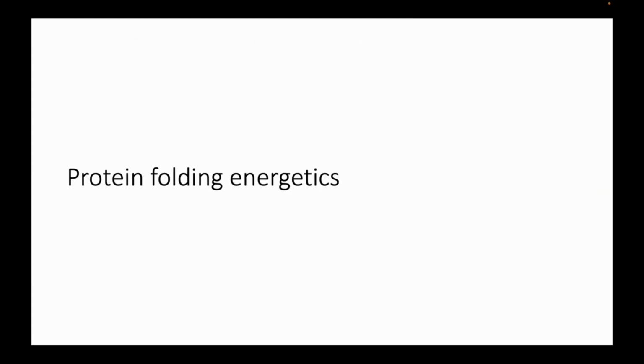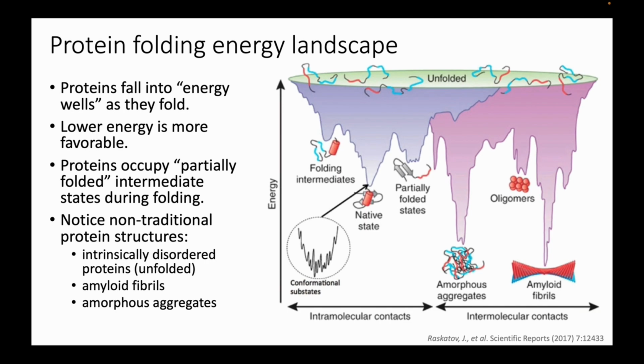Let's talk about the energy of protein folding. So looking at this diagram, we have energy on our y-axis, remembering that high energy is unfavorable, low energy is favorable. In this diagram, we can see a couple different things. First, unfolded proteins are high energy. It's usually not very favorable for a protein to stay in that unfolded state.